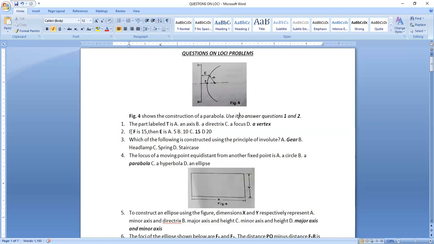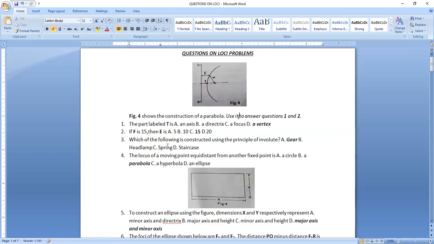Then question 2 says that if F is 15, then E is 15. That is option C. When we talk about the parabola, the distance of the focus F from the vertex T is equal to the distance between E and F. So it's 15. So the answer is 15, that is option C to that question.